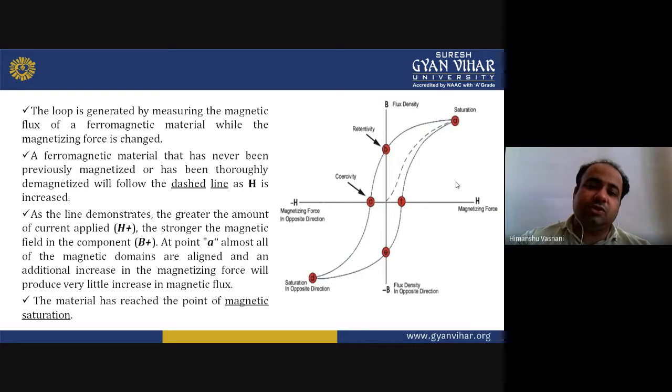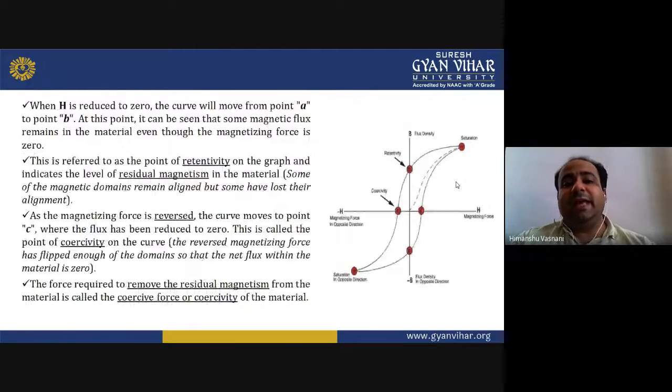So it has reached the point of saturation. The saturation is shown by the small a in the loop. And if you further increase the magnetizing force, it will produce very little increase in the magnetic flux. Now when H is reduced to 0, now come the variations.